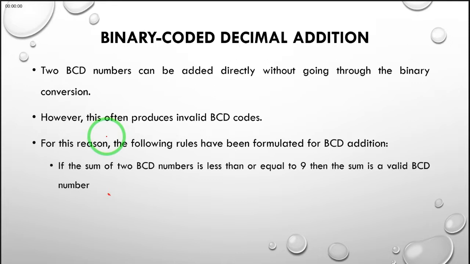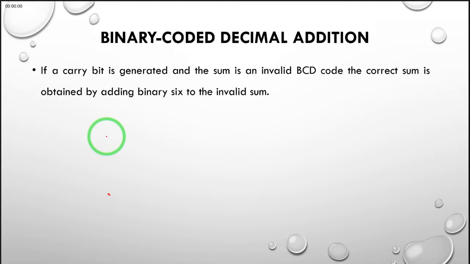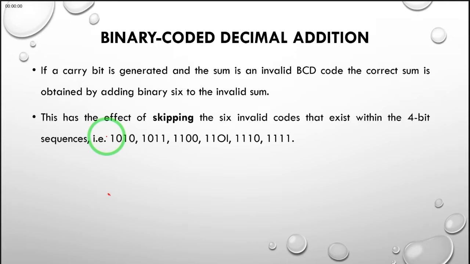Number one, if the sum of two BCD numbers is less than or equal to 9, then the sum is a valid BCD code. On the other hand, if a carry bit is generated and the sum is an invalid BCD code, the correct sum is obtained by adding binary 6 to the invalid sum. We will look at that to understand the example. In a few words, this has the effect of skipping the 6 invalid codes that exist within the 4-bit sequences from 10 all the way to 15.